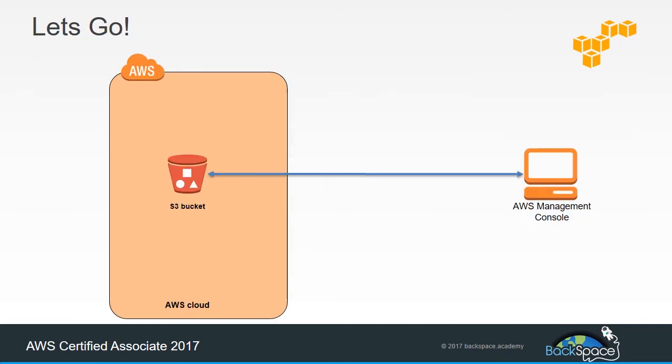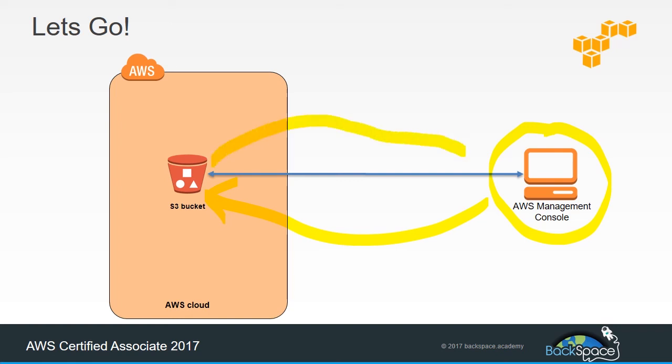Okay, so let's go and have a go at one of these services. First of all, we're going to use the S3 bucket. And we're going to do something very simple. We're just going to create an S3 bucket. We're going to use the AWS Management Console inside of our browser, and we're going to upload some files to our S3 bucket. And then we're going to grab some files back from our S3 bucket. And then once we've done that, we're going to tear it all down and get rid of it to make sure that we don't get a big bill at the end of the month. So let's get into it.